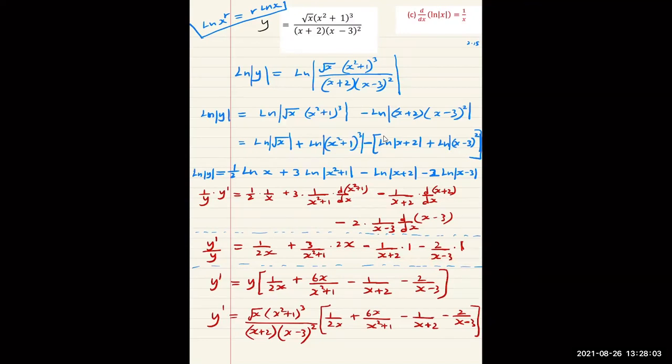Okay. Now we can simplify this right-hand side a little bit further. This becomes 1 over 2x itself, nothing to simplify there. If you multiply these two, you get 6x over x squared plus 1. Here you get minus 1 over x plus 2, and then minus 2 over x minus 3.